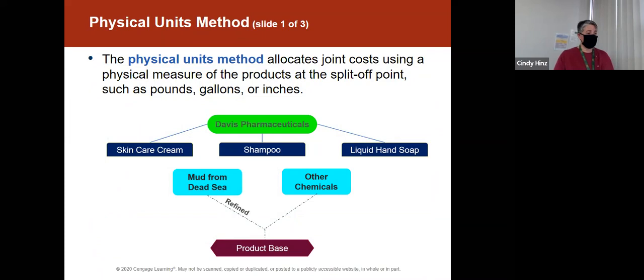As you can see on the screen, the physical units method allocates those costs using a physical measure of the products: ounces, pounds, feet, whatever it is.